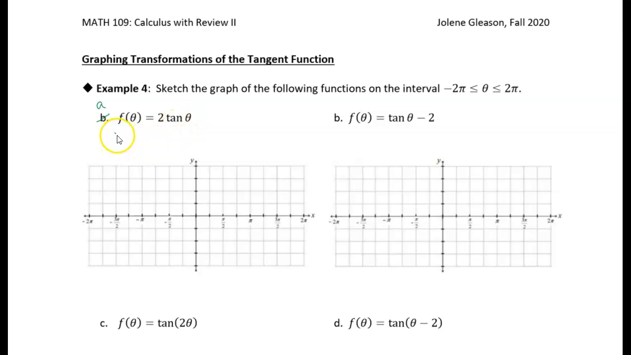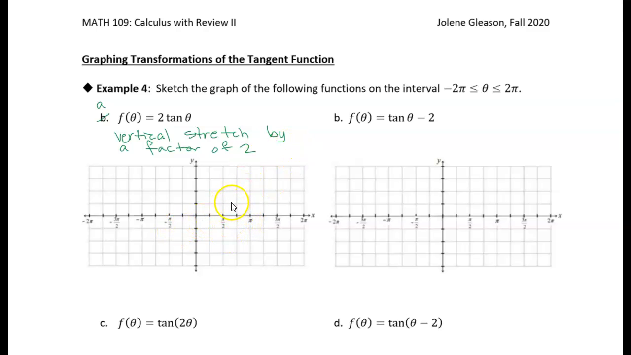So we consider this a vertical stretch. A vertical stretch, right? Stretching it in the y direction. Stretch by a factor of 2. A factor of 2, right? We're just multiplying everything by 2. Now, what's that going to do to our function?